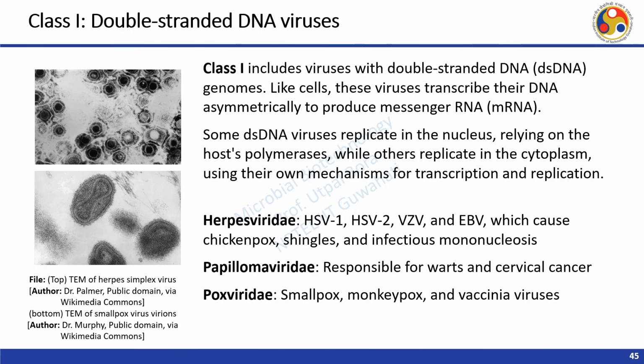Examples include Herpesviridae, HSV 1, 2, VZV and EBV, which cause chickenpox, shingles and infectious mononucleosis. Then we have Papillomaviridae, these are responsible for warts and cervical cancer. Then Poxviridae, this causes smallpox, monkeypox and vaccinia viruses. In this picture we can see the electron micrograph image of a herpes simplex virus on the top, and in the bottom we can see the smallpox virus.